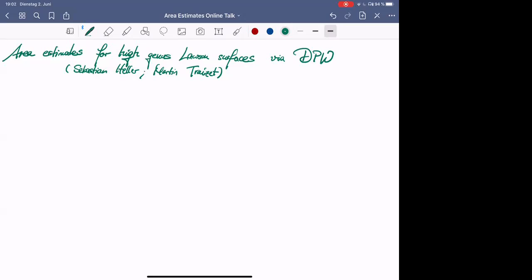And before I forget, I need to say that the thing I'm talking about is joint work with Sebastian Heller and Martin Traizet. We are trying to figure out how to compute the area of the simplest possible minimal surfaces of high genus in S3.